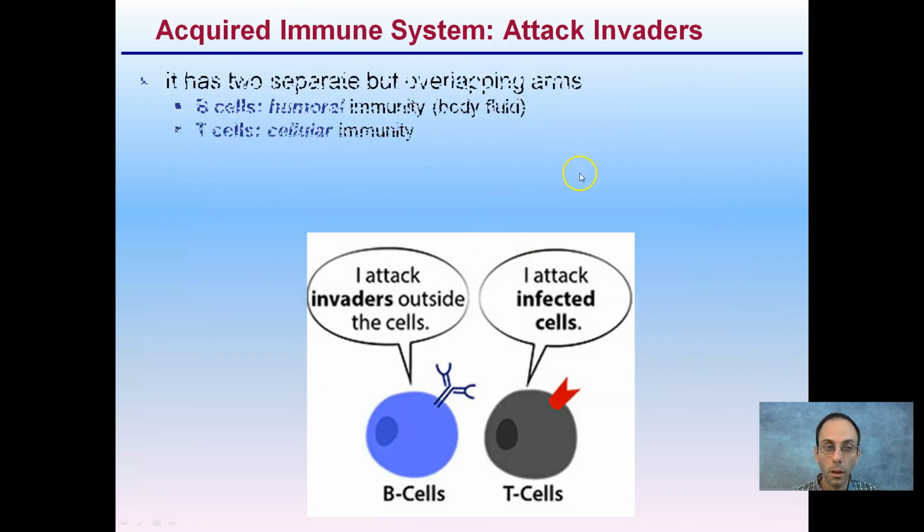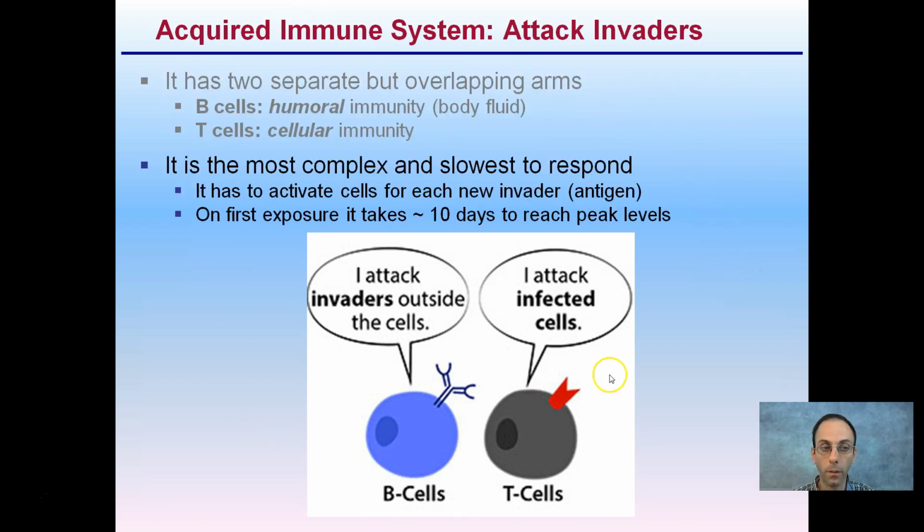The acquired immune system has two separate overlapping arms. One are B cells, and they're called the humoral immunity, for body fluid, and they're thought of as, I attack invaders outside the cells. And then T cells, which is called cellular immunity, and I attack infected cells. So again, two different components, both performing under the same immune system, but with different and separate overlapping arms.